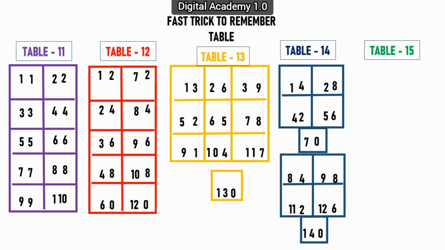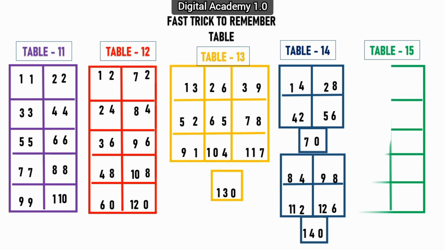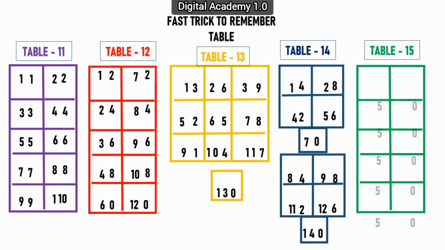Next, let us see the 15 table. There are also two steps. In the first step, enter the digit 5 in one column and 0 in the second column in this way. In the second step, enter the consecutive numbers from 1 to 15 in odd and even order like this.